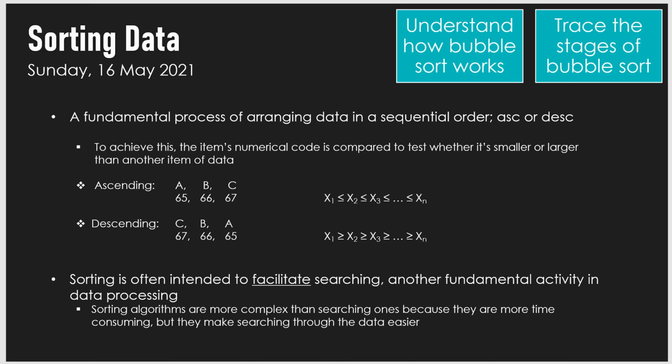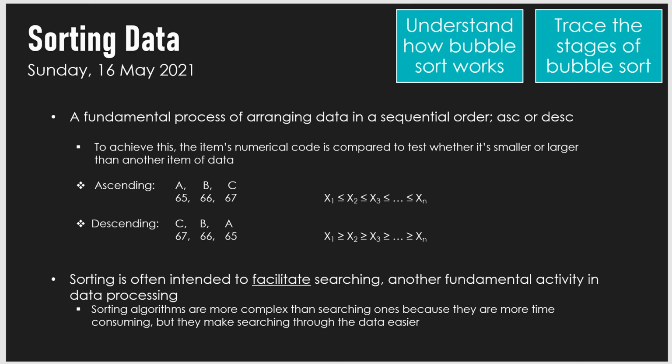Now, to achieve an ordered list, all of the items that you are sorting, and this refers to sorting things in computer science, not in the real world, each value or each item in the array has to have a numerical code. So this is where your encoding tables come in. This could be your ASCII or it could be your Unicode.